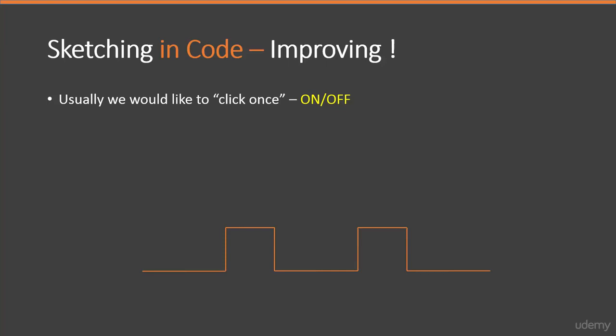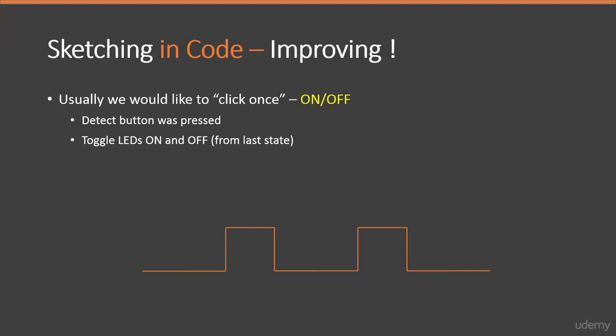As I said, we would like to improve our code, and in that case, let the user click only once. It will turn on and off, toggle between them. So we need to detect that the button was pressed and toggle the LED on and off from the last state. If it was off, then we'll turn it on. If it was on, let's turn that off.